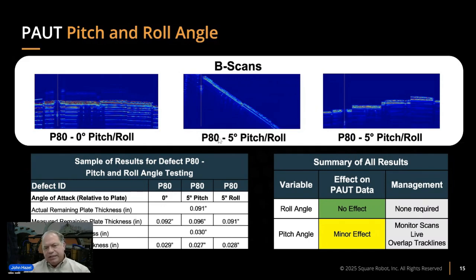And I want to say also that the 5 degrees is important because that is double the amount of tilt that we would expect to see when we're going across a shell to bottom weld, or not a shell to bottom weld, but a lap plate weld in the tank. And at that degree of pitch and roll, again, everything was minimal, or the impacts that we saw were very minimal. 0.91 to a 0.96, 0.030 actual coating thickness to a 0.027. So essentially, we did not see any measurable differences with that amount of pitch and roll in the tank.